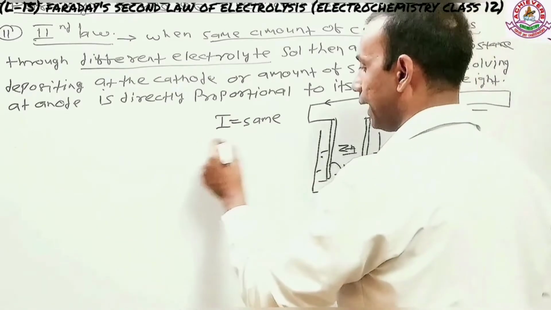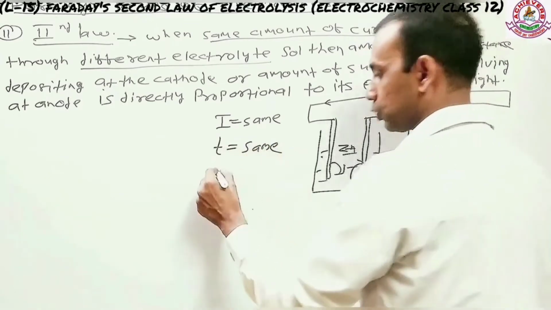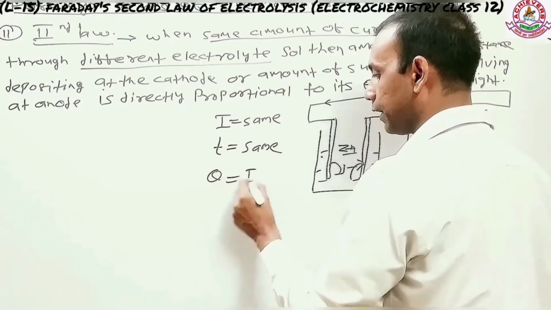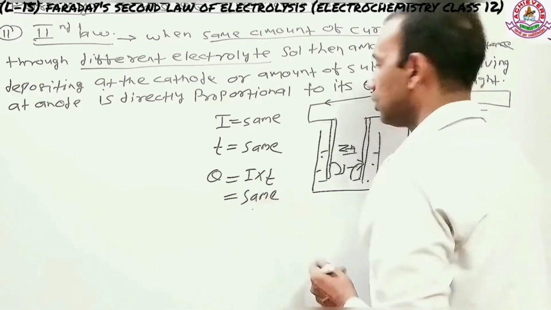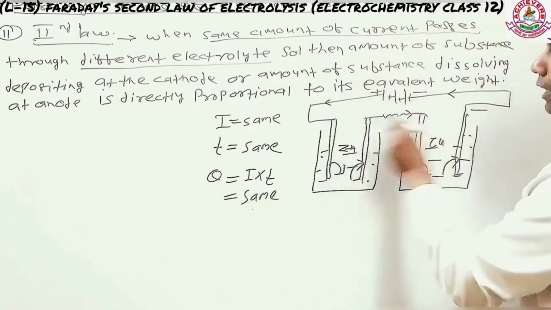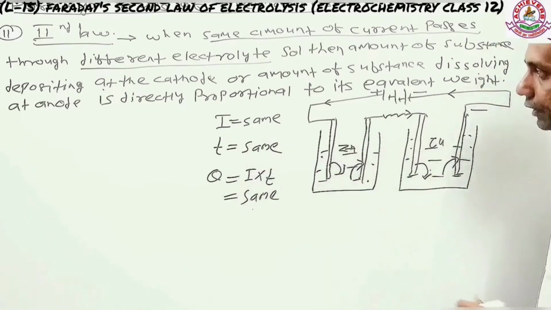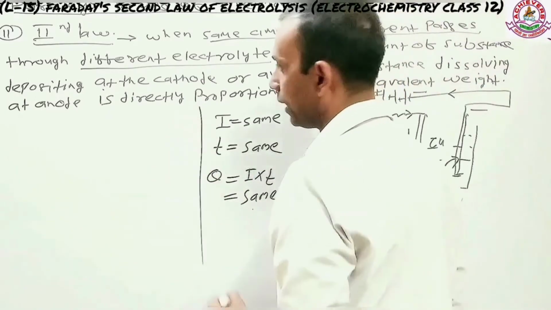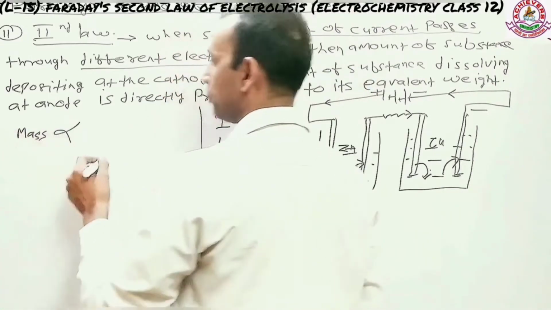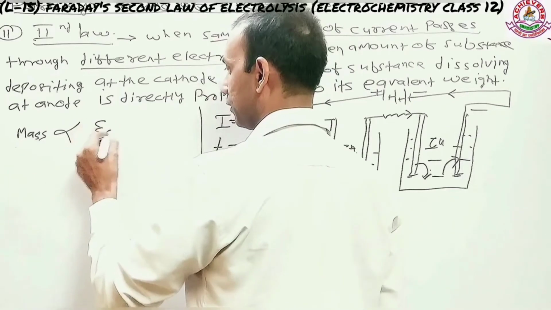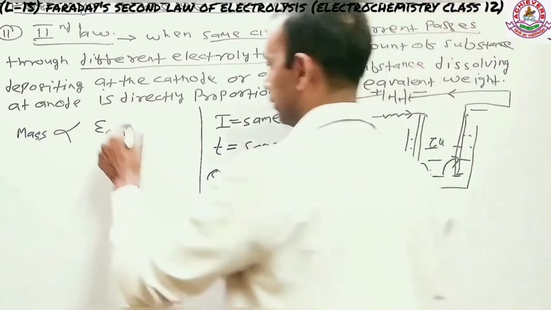So what does that mean? Not only is I the same, T is also the same here. Q is equal to I into T, so that's also going to be the same. They both have not only the same current and the same time, but the charge flowing is also the same for both electrolytes. So as per the statement, mass is directly proportional to the equivalent weight here. I hope you have understood.